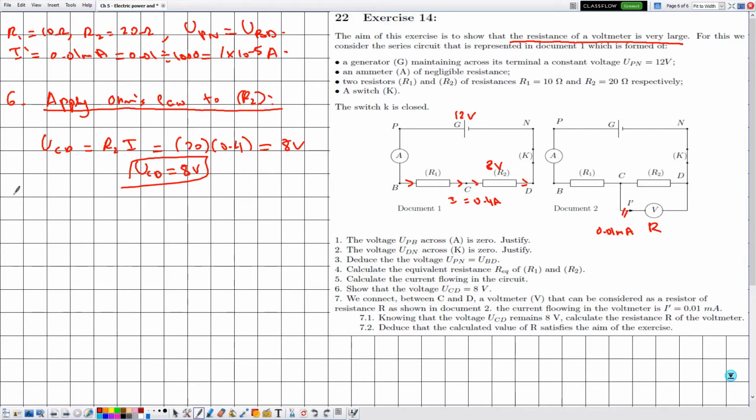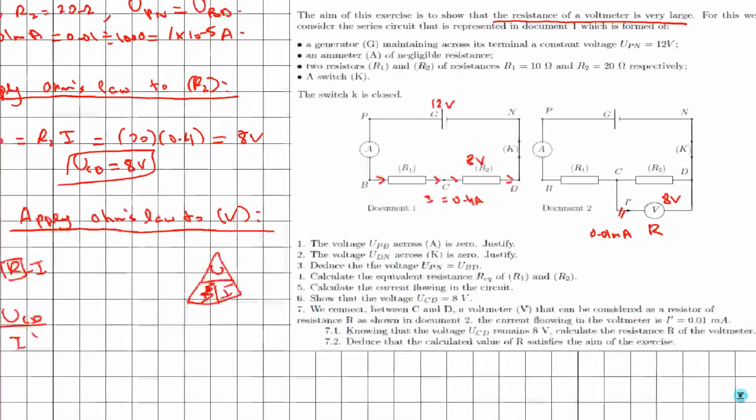Now in 7.1 they are telling me, knowing that the voltage UCD remains 8 volts, calculate the resistance R of the voltmeter, and for sure always the resistance can be determined using Ohm's law. Then apply Ohm's law to the voltmeter, which is given by V, and Ohm's law is given by U is equal to R multiplied by I, knowing that we are interested in determining R. So constructing the triangle of this formula, the value of R is given by U, which is UCD, divided by the current traversing it, which is I prime.